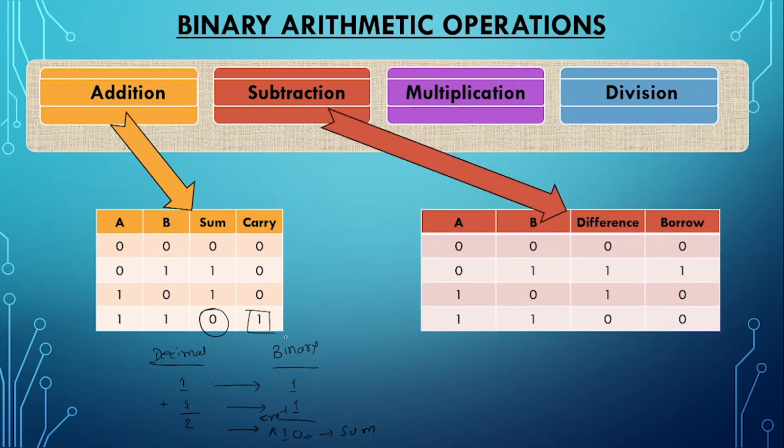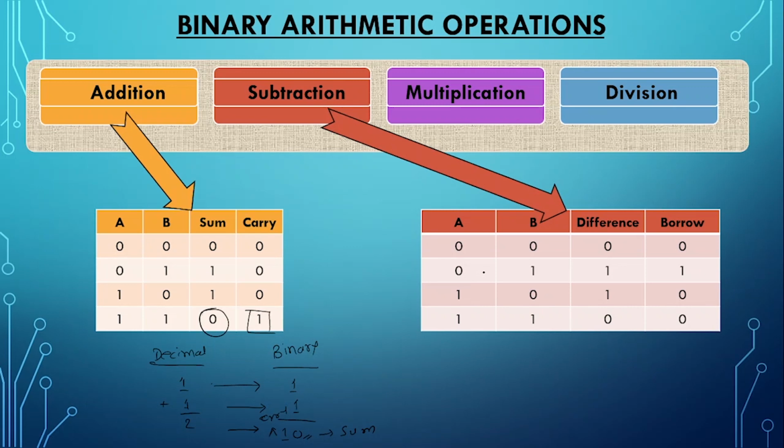Then for subtraction, there are also two parameters. One is difference and second one is borrow. Fine. So borrow is something that we should keep from the next bit, and it will not go to the next bit. Okay. So if we have 0 subtracted from 0, then difference will be 0 and no borrow is required, so borrow will also be 0.